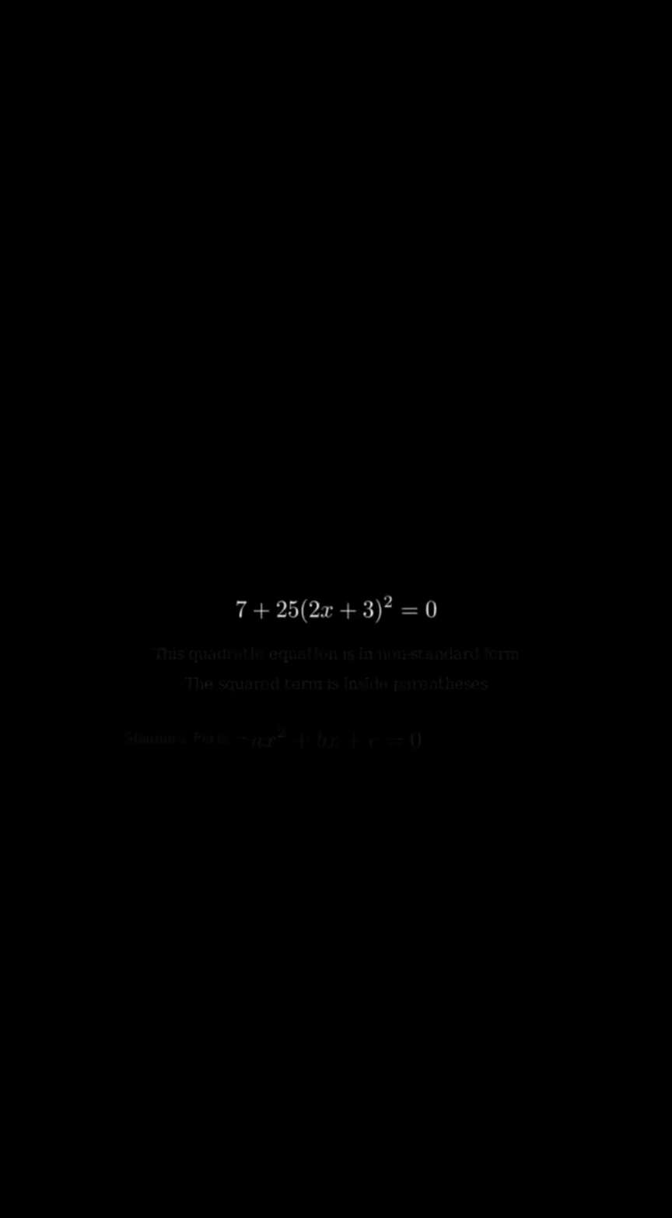Looking at the differences, in standard form, we have a simple x squared term, while our equation has this 2x plus 3 squared term. This structural difference will guide our solution strategy. We'll isolate this squared binomial rather than expanding it. Let's clear the screen and focus on solving our equation. We'll take advantage of the structure to find a more elegant solution than simply expanding everything.